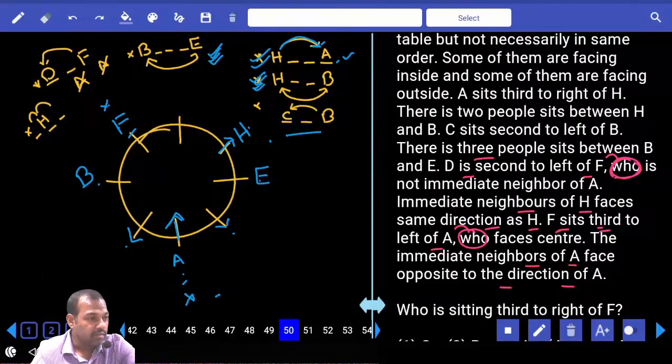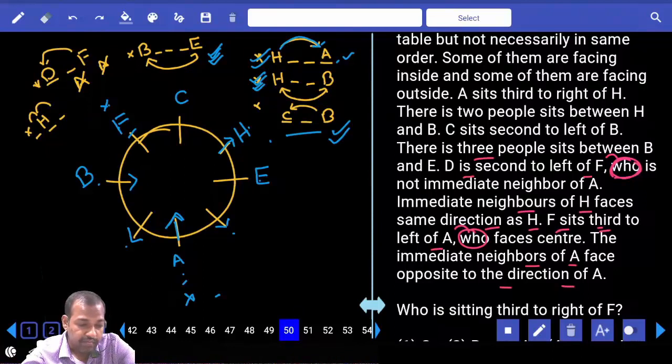And C will not come here because A is already here. And definitely C has to come here, or not? Now tell me, B has to face inside or outside? Inside. So C sits second to the left of B. Now tell me, this point is completed or not? Yes or no? Next one.